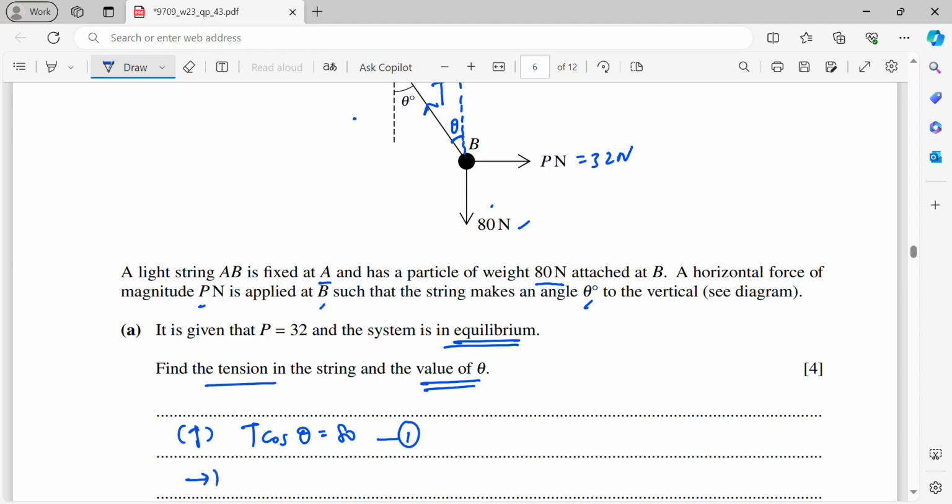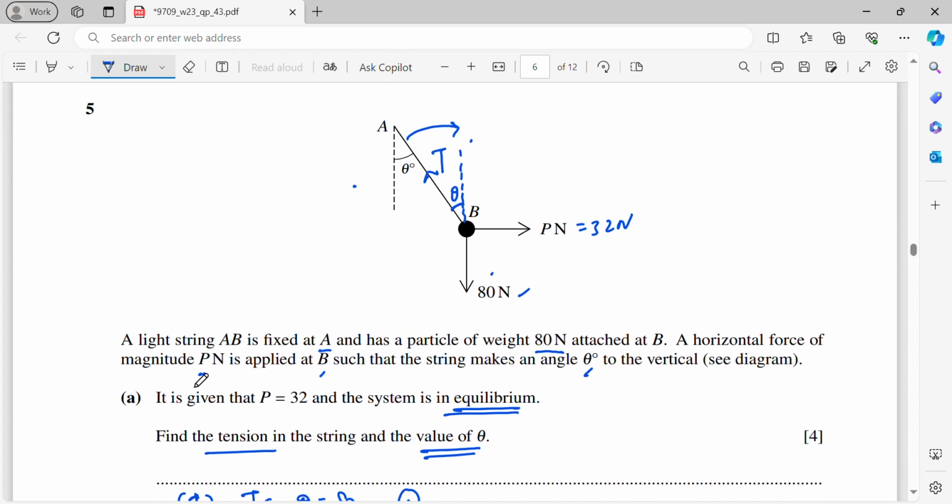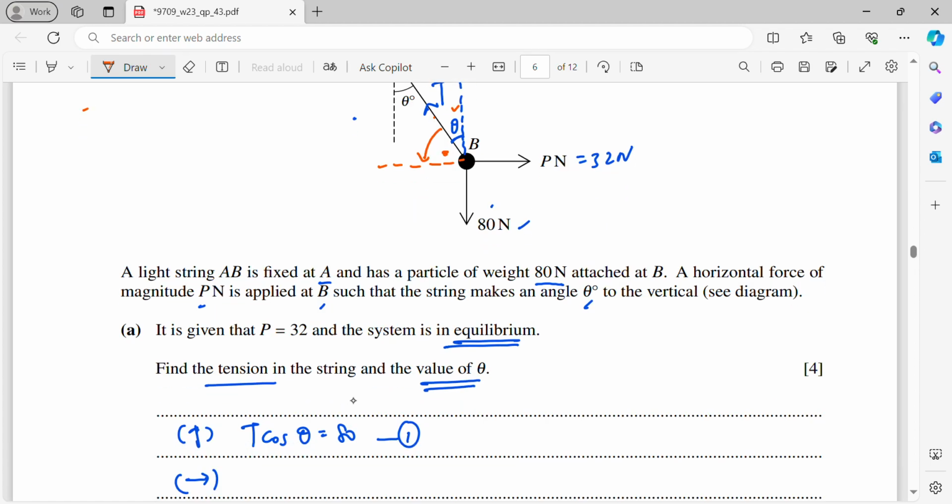And when I resolve horizontally, this T will be resolved down. This angle is not given the orange color, so I'm going to use the theta over here. Therefore, that is sine, because I'm using the alternate angle. Then you will get T sine theta equals 32, which is balanced by the P. So this is my second equation.